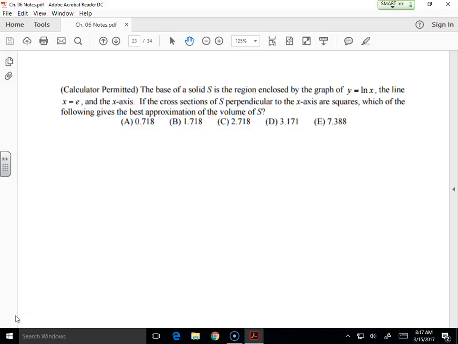Juniors are working on an AP practice problem like section 6.2a, volumes by cross sections, which are technically the end of your homework.